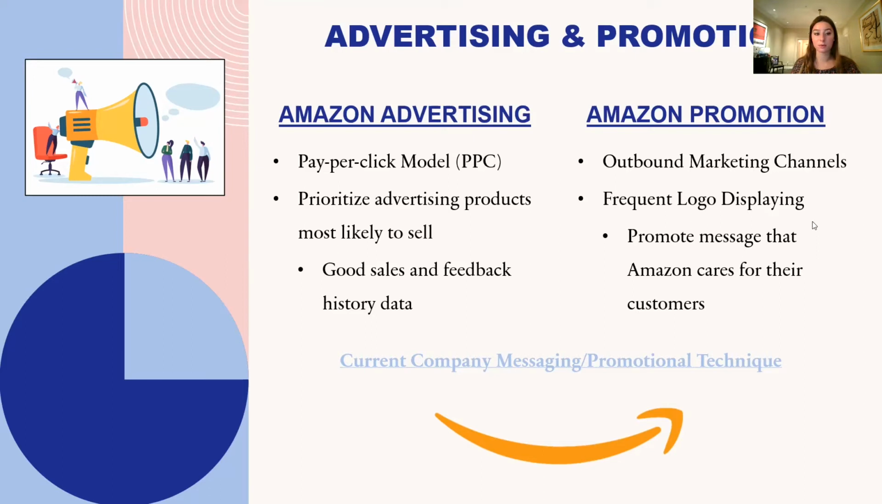And for Amazon promotion, they use outbound marketing channels, which are marketing strategies and techniques that reach a lot of people at one time, for example TV, radio, magazines, and emails. They also frequently display their logo when doing promotions. They do this because they want to promote the message that Amazon cares for their customers, with the smile and such. So here is one example of a current marketing message and promotional technique that they use.